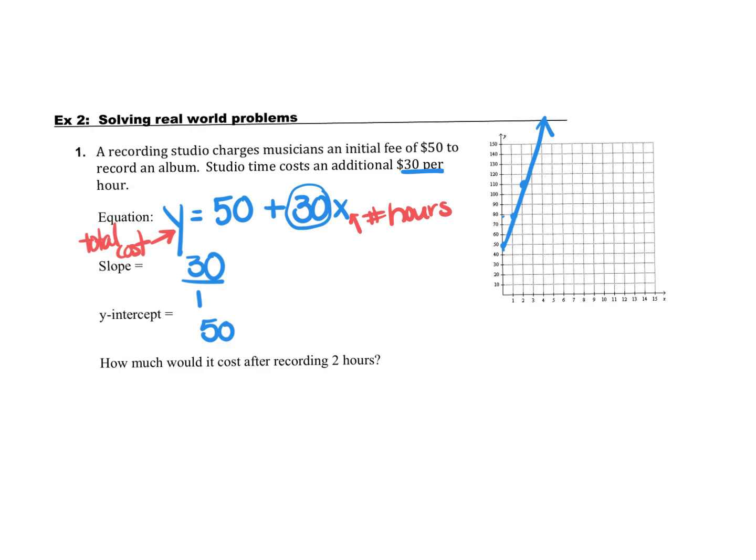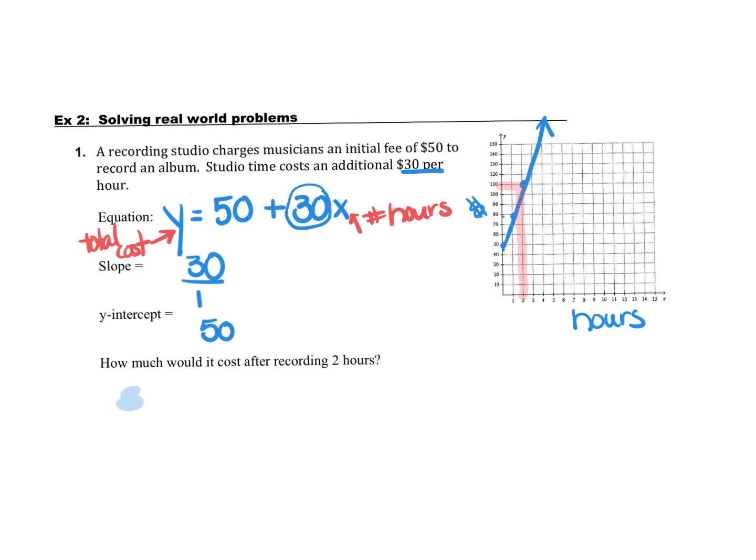Now it's asking, how much would it cost after recording 2 hours? Remember, x represents the number of hours. And so I can do one of two things. I could come up on my graph, and I should have labeled this right here. This is our hours, and this is the cost. All right, so after 2 hours, you come to the 2, and if you went all the way up in your graph, notice that the 2 hours is at $110. So we know that it'd be $110.